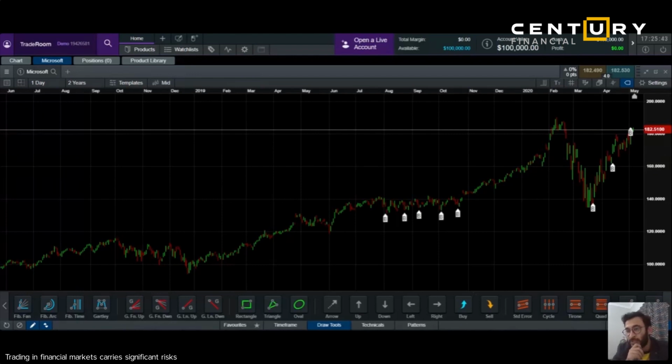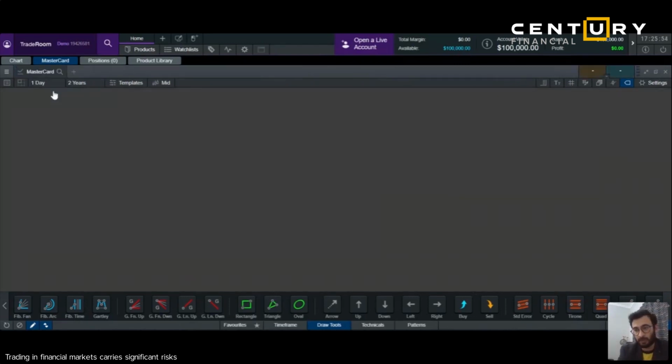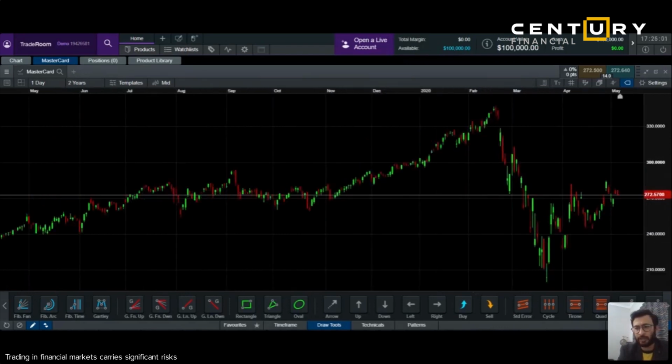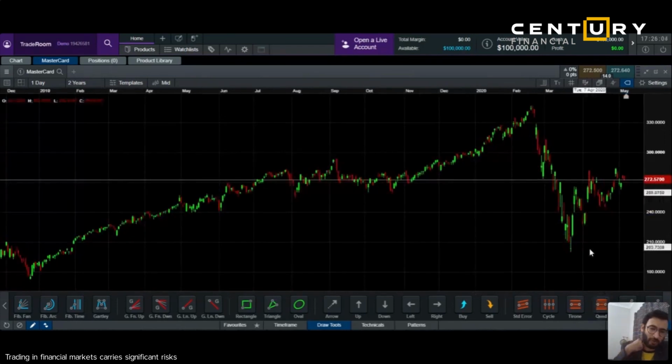Show us the Mastercard or Alphabet to understand. Okay, I will open a Mastercard chart as well. So this was Microsoft. Let's understand Mastercard. Okay, look at the Mastercard chart. Here, and I'm looking at again 2 years data. If you see, most of the stocks will have this graph, came down, bounced back. So when it came down here, this is where the volatility index has peaked and markets have bottomed. Now it has recovered from there.